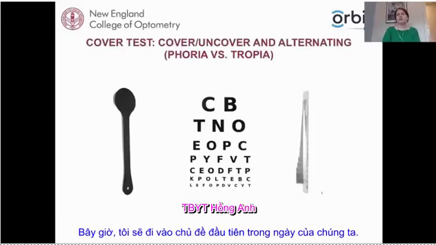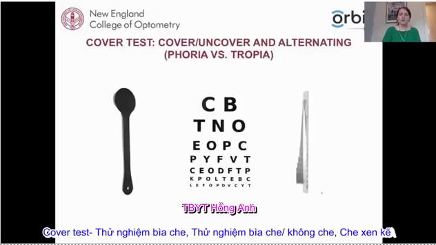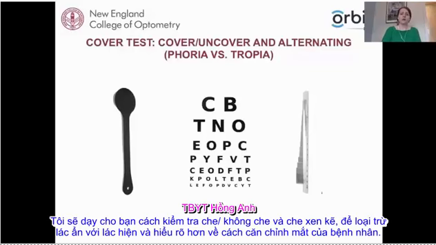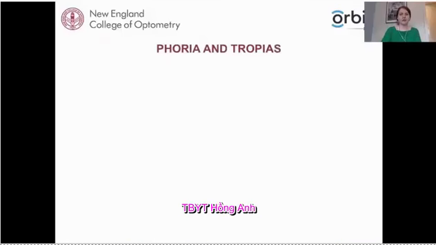So I'm going to be going into our first topic of the day, cover test. We're teaching you the cover, uncover, and alternating cover test to rule out a phoria versus a tropia and get a better understanding of the patient's eye alignment. So what are phorias and tropias?